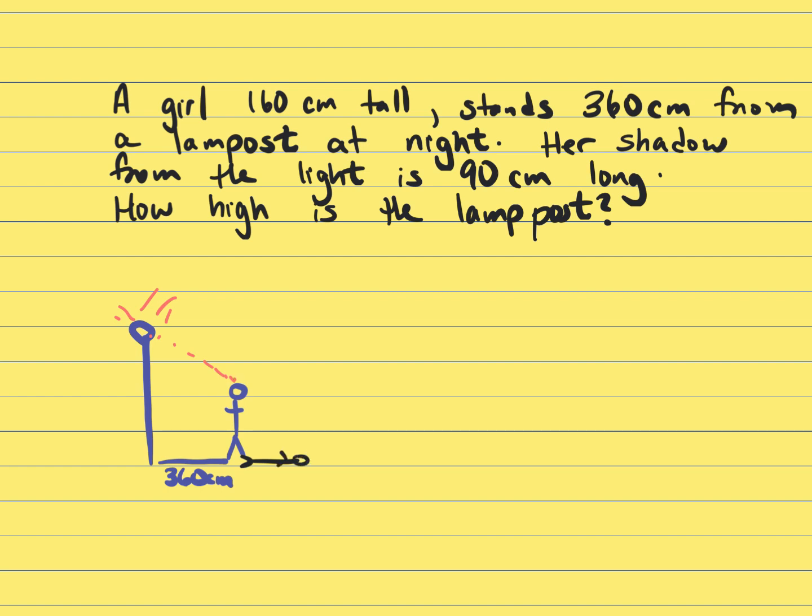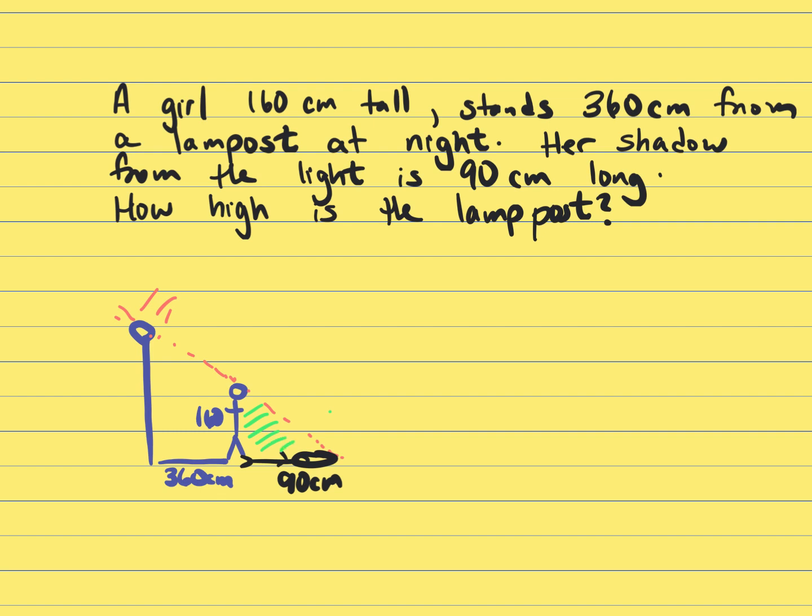And we know that that light will continue and eventually hit the ground, right? Theoretically, at the end of the shadow, we'll make her head bigger or something like that. So we know the shadow is 90 centimeters long, and then we know she is 160 centimeters tall. So what you have here is two triangles. You can see the first one is this little triangle here.